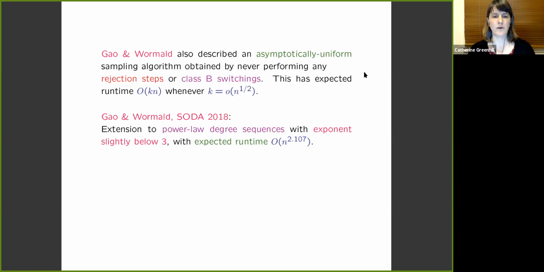Next, Gao and Wormald looked at power law degree sequences, which are so-called heavy-tailed degree sequences where most vertices have a very low degree, but a few vertices have an exceedingly high degree. The number of vertices with degree at least j is proportional to j to the minus gamma for some exponent gamma between 2 and 3. I think that's roughly it. And if the exponent is slightly below 3, I think they can handle 2.88 or something, then they have an algorithm for exactly uniform sampling of these graphs with expected runtime slightly higher than quadratic, which is pretty cool.